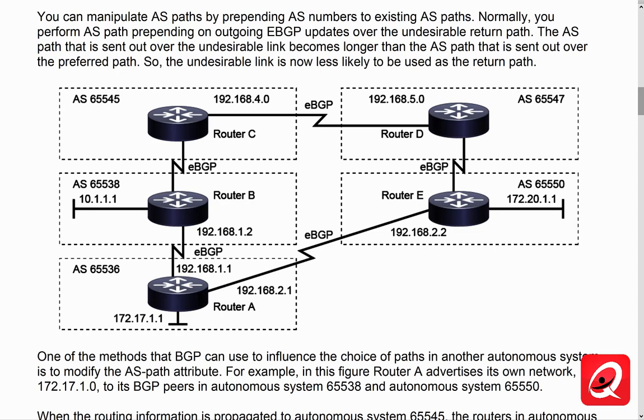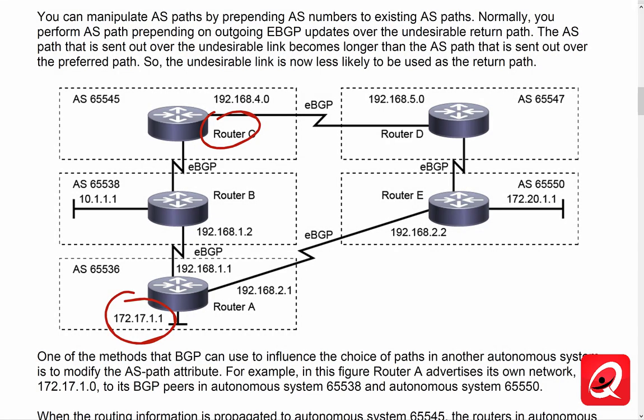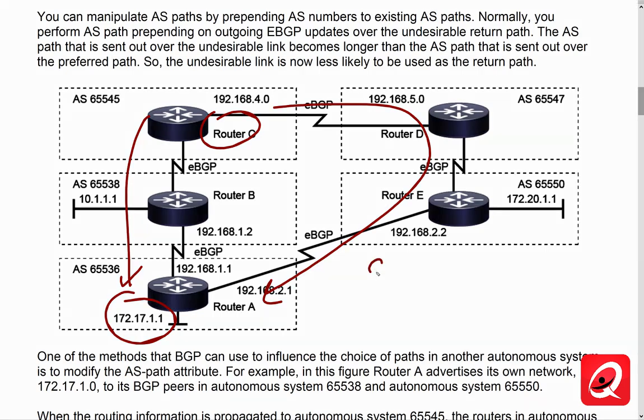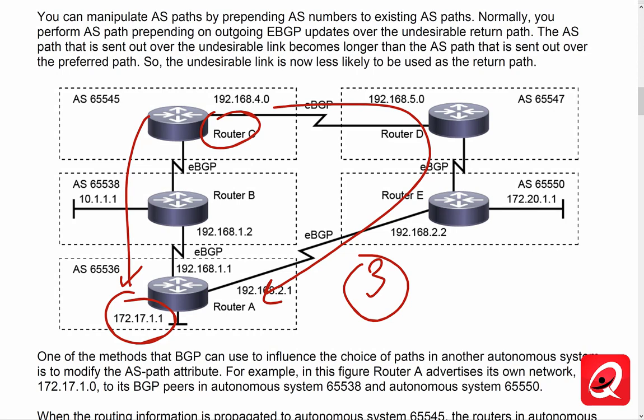Now, if I were to consider AS path without making that modification, so we're talking about going from router C to this destination, the AS path length here would be 3 autonomous systems, because we are going to have 65547, 65550, and then finally the originating AS of 65536, whereas here we would have just 65538 and 65536. So this would be 2, excluding our own autonomous system, and the path through router B would be preferred.